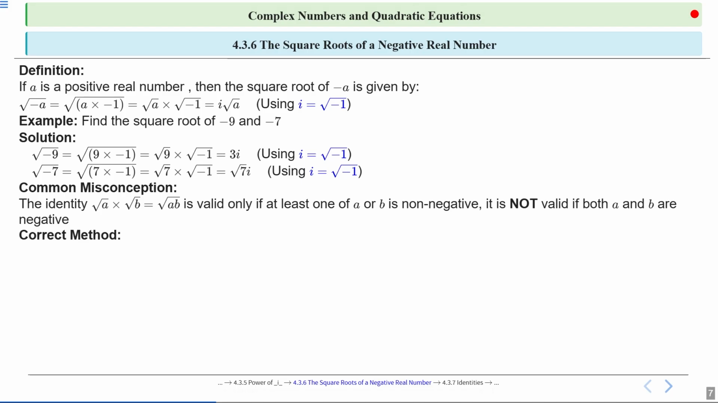So what's the correct method when both numbers are negative? Let's see how to multiply two square roots of negative numbers properly. So we start with square root of minus a times square root of minus b equals iota times square root of a times iota times square root of b. Using here square root of minus a equals iota times square root of a, and square root of minus b equals iota times square root of b.